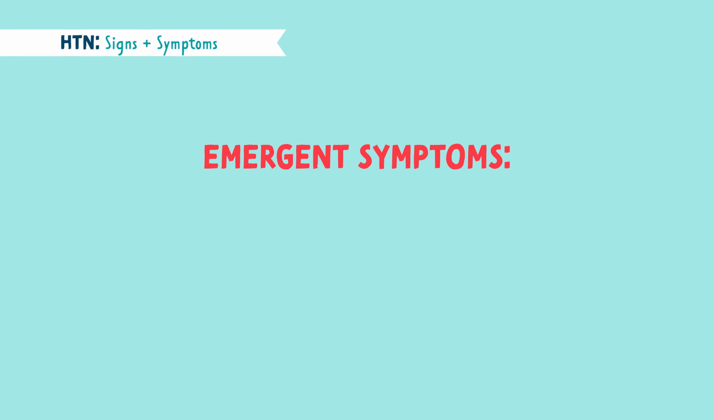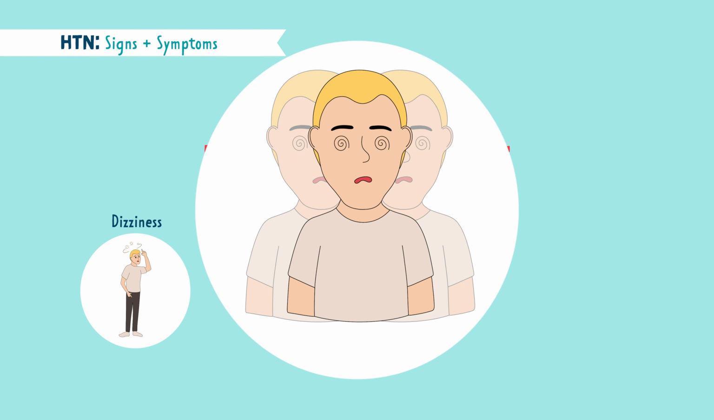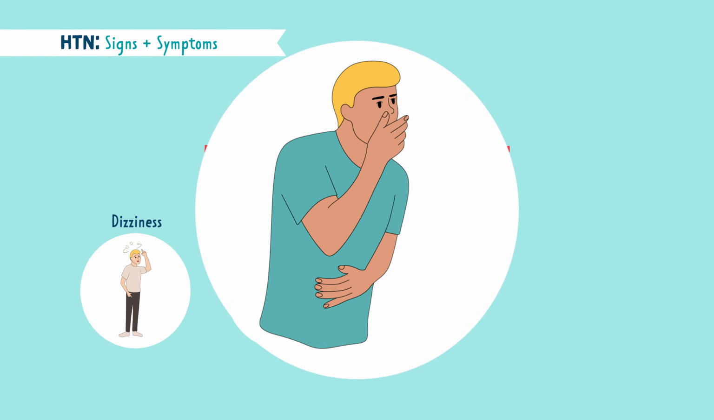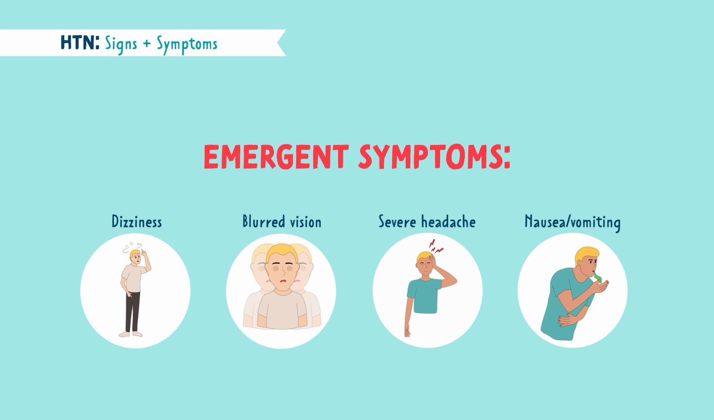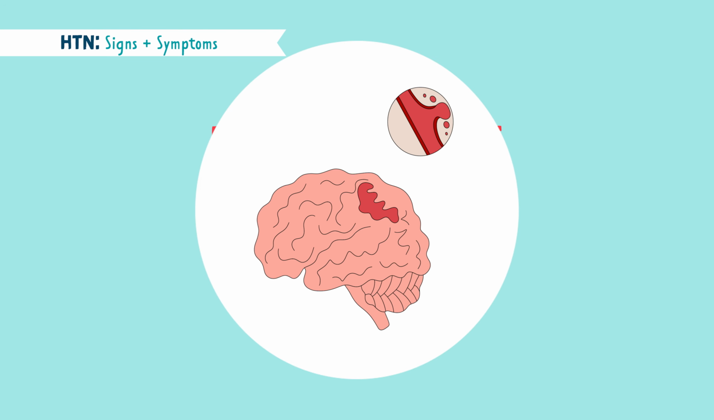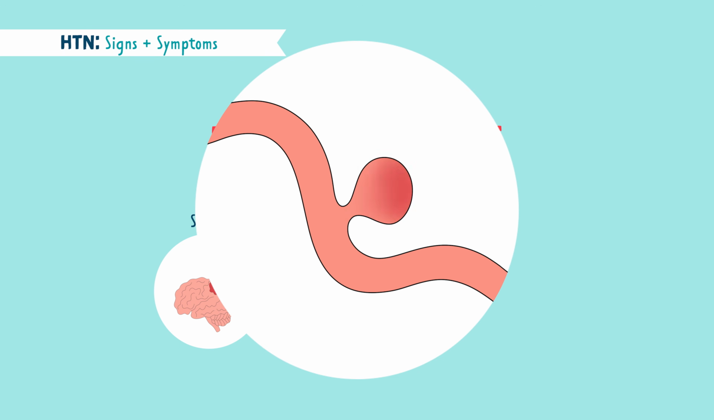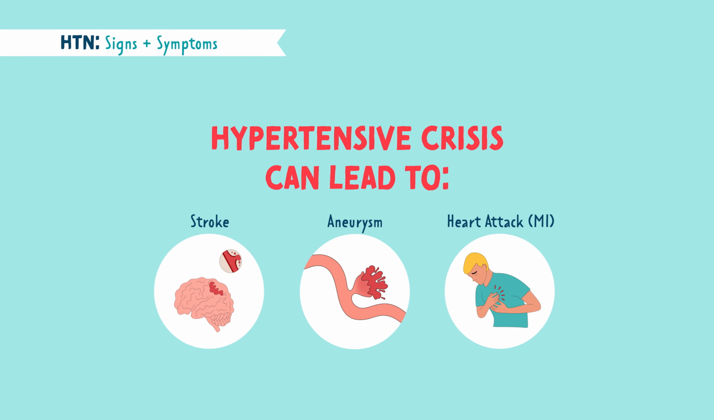The main indicator of hypertension is an elevated blood pressure reading. But severe hypertension or huge changes in pressure should be considered an emergency. Some symptoms are dizziness, blurred vision, severe headache, and nausea. These can be a sign of a hypertensive crisis, which can lead to a stroke, an aneurysm, a heart attack, or other long-lasting effects.